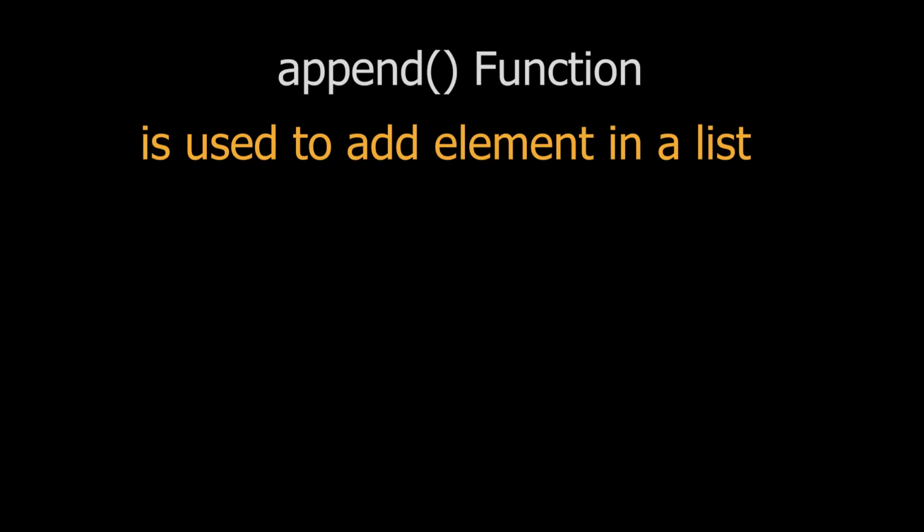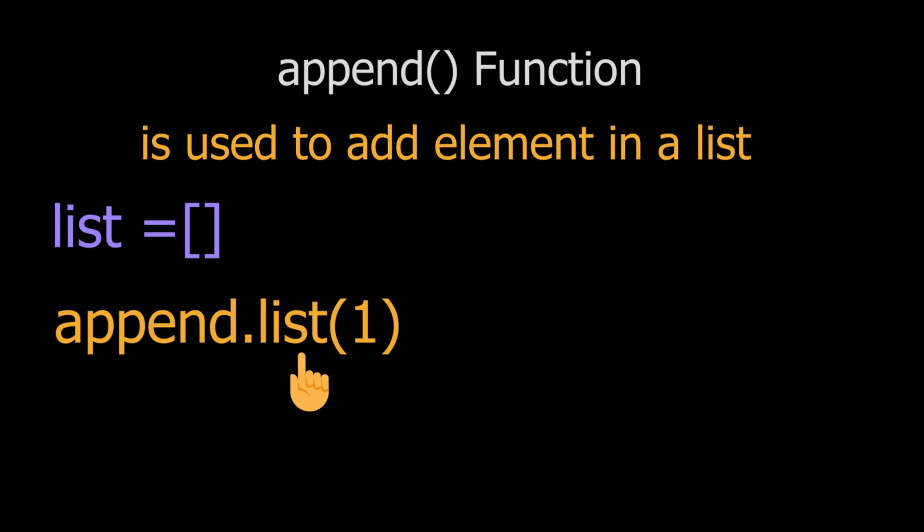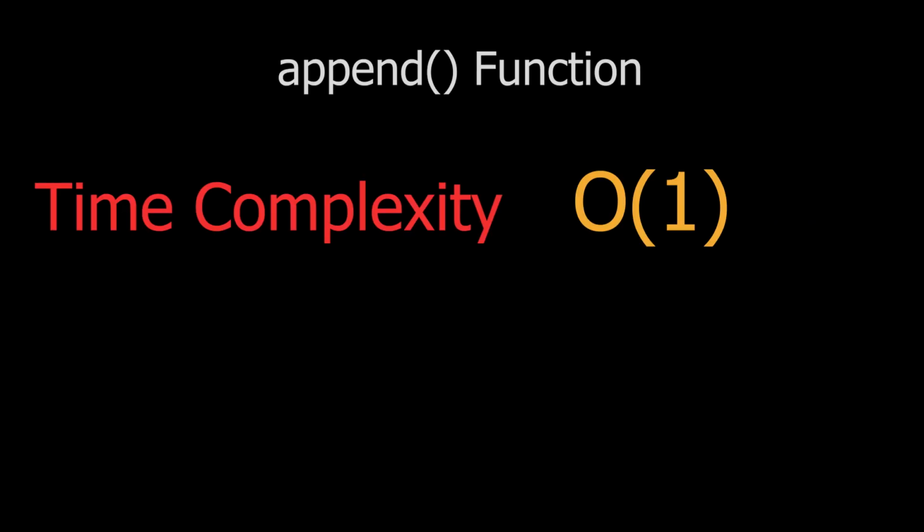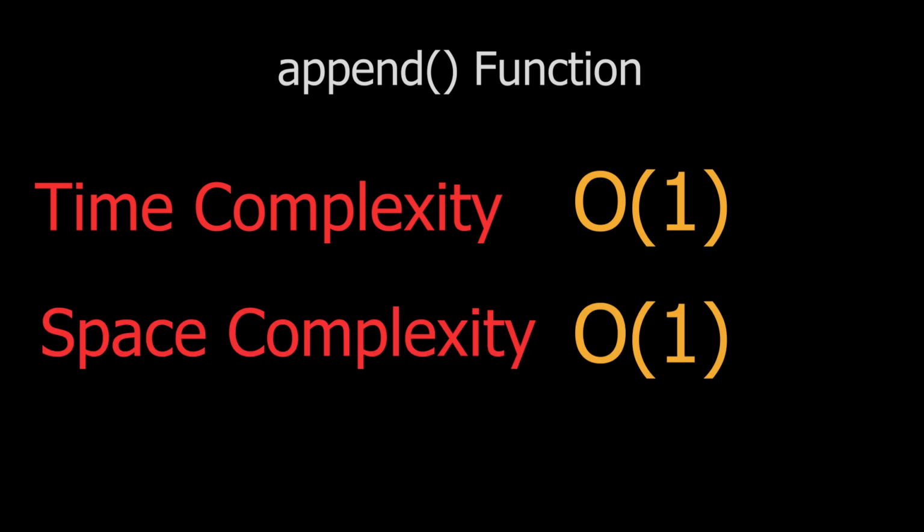If we want to add an element in a list, we can use the append function. First, we create a list, then write name of the list, dot append function, and the value which we want to add in the list. Remember, this append function can add only one element in a list, and if you want to add multiple elements, you can use a loop. Time complexity of adding values in a list using the append function is O(1) and space complexity is also O(1).